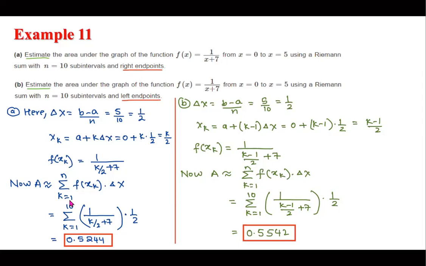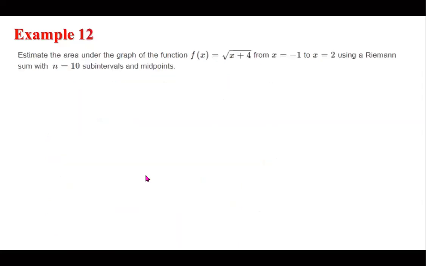So we estimated the area under the curve from x equal to 0 to x equal to 5 with 10 subintervals using the right and the left Riemann sum here. Left endpoints means you are using the left Riemann sum. Right endpoints means you are using the right Riemann sum. Okay. So now finally we are here in this 12th question.